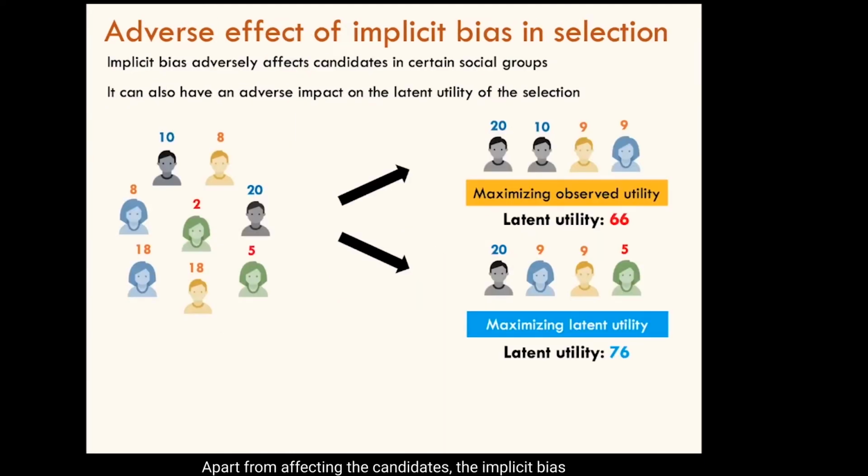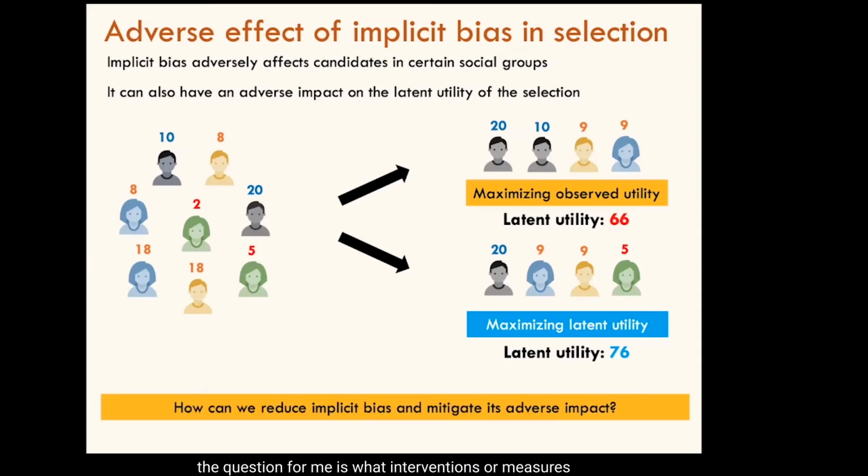Apart from affecting the candidates, the implicit bias also reduces the latent utility of the selection. And because of this, the decision maker can end up hiring less valuable candidates than they could have. As a policymaker, the question for me is, what interventions or measures can I take to reduce these adverse effects?